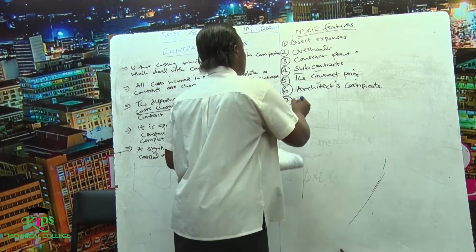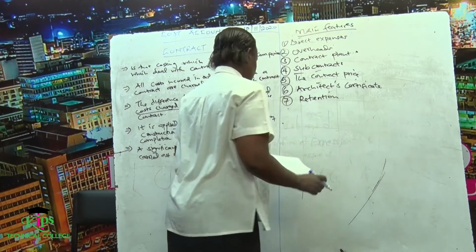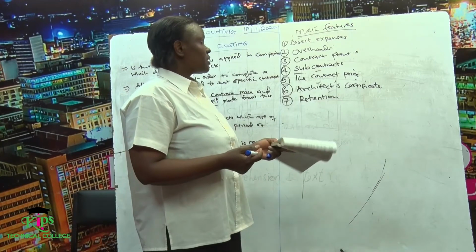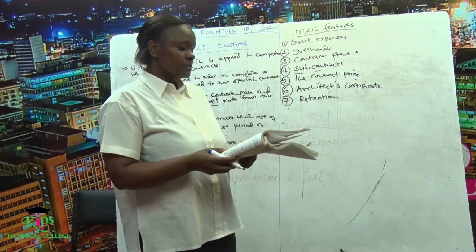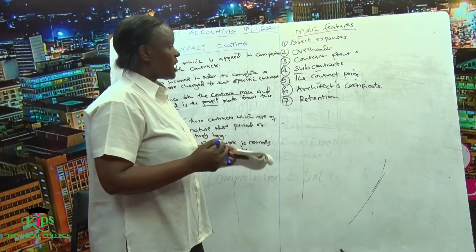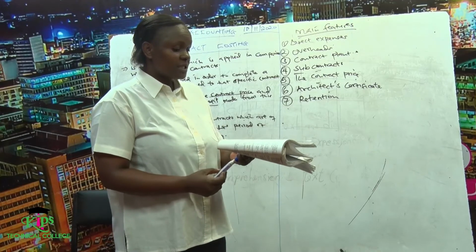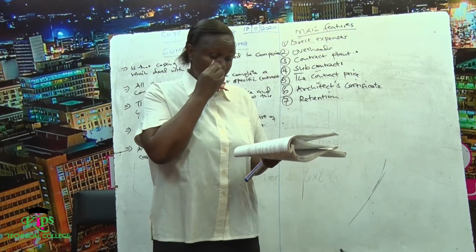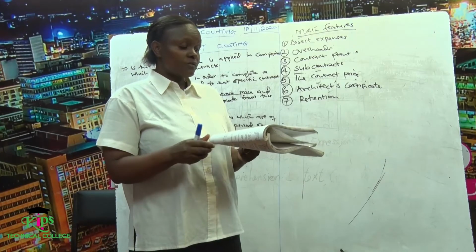Another feature is retention. Retention is the amount which is withheld by the contractee until the contractor completes the contract. So this amount withheld will be paid to the contractor after the completion of the work. A specific percentage of work certified is withheld by the contractee or the client. This amount is paid to the contractor on the completion of the contract.